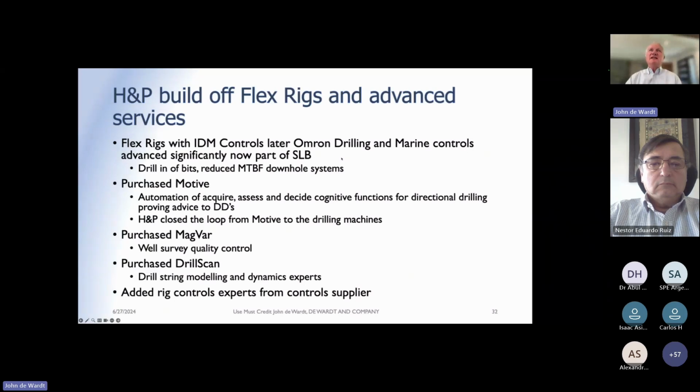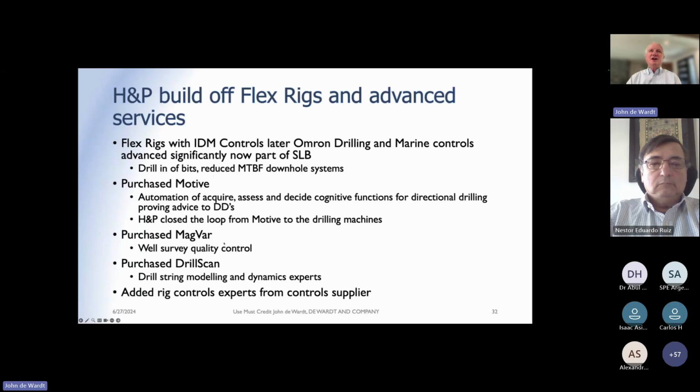One of the things that H&P did a long time ago is the drilling of bits. And there was work done with Schlumberger, which showed that the mean time between failure of downhole systems like LWD and MWD actually dropped significantly through the drilling process, which H&P had implemented. They purchased Motive, and Motive was acquiring, assessing, and deciding directional drilling parameters to advise the DDs, and then H&P closed that loop on their own drilling rigs.